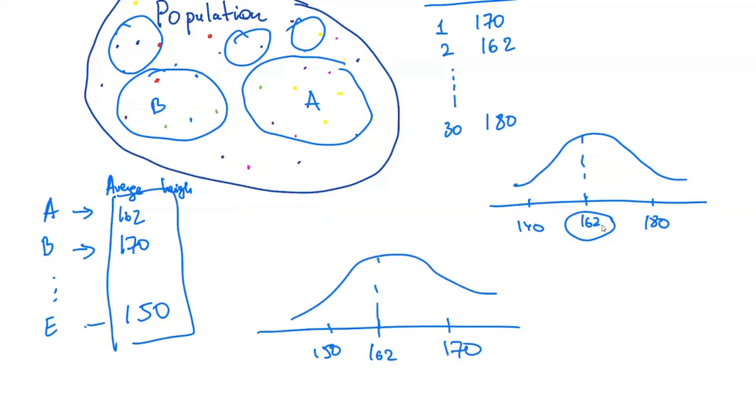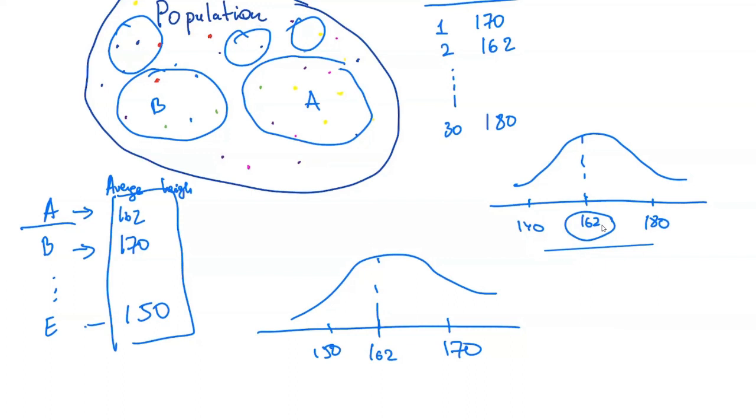The difference is that in sampling distribution, we don't draw just one particular sample and draw the distribution. We draw many samples, A, B, C, D, different samples of size 30. And then we find average height within that sample, like average height in sample A is 162, average height in sample B is 107, and etc.